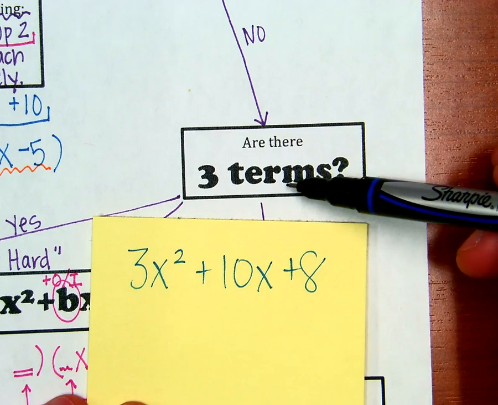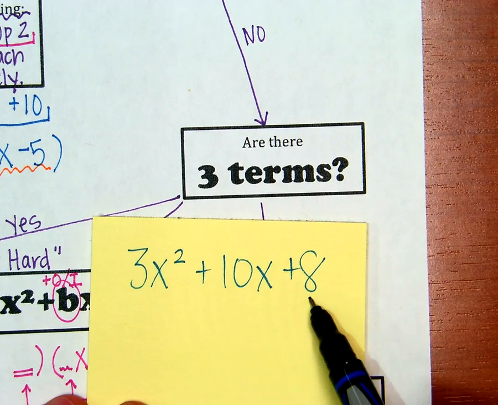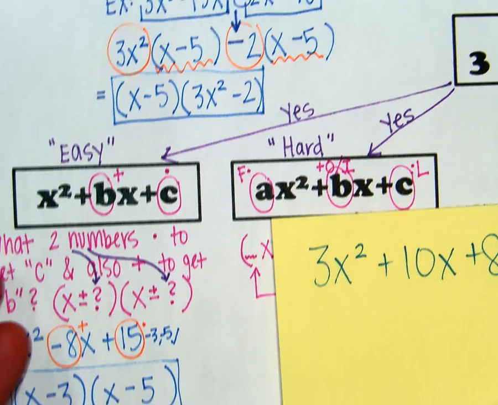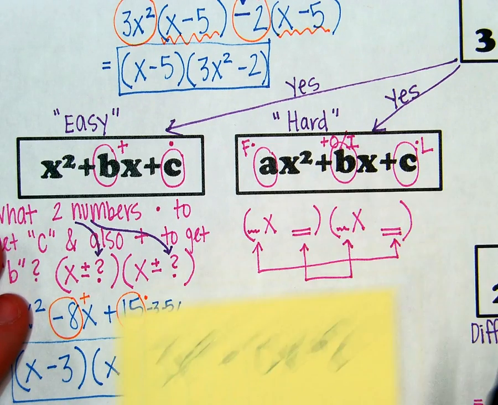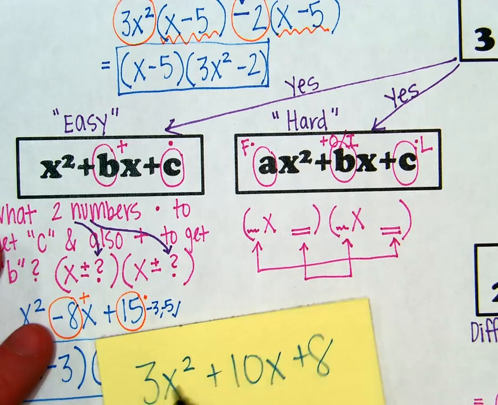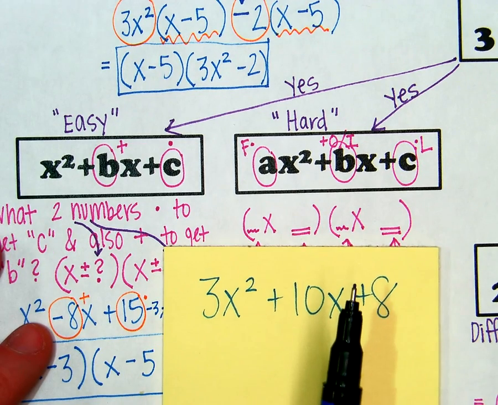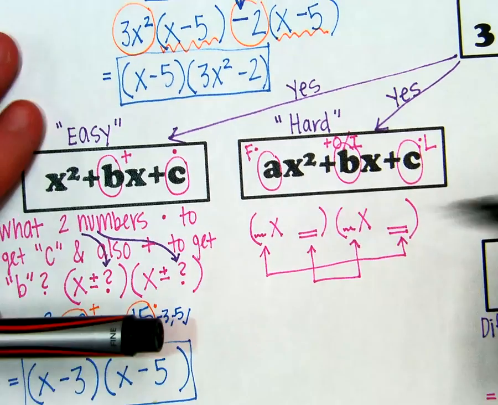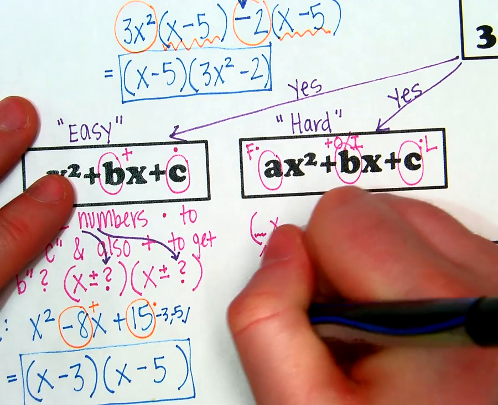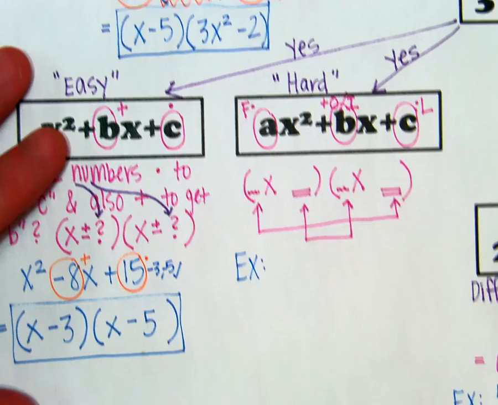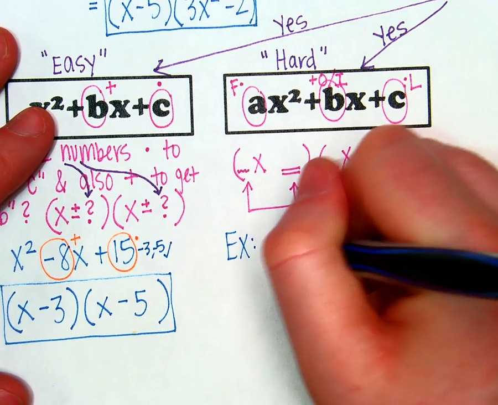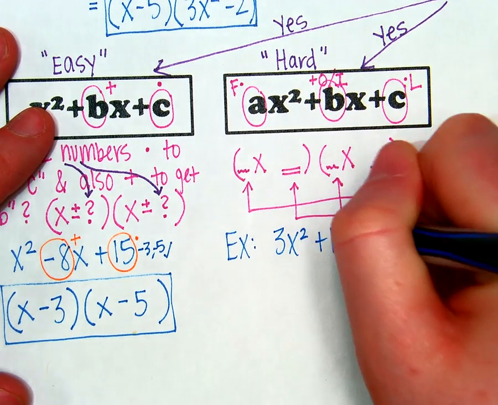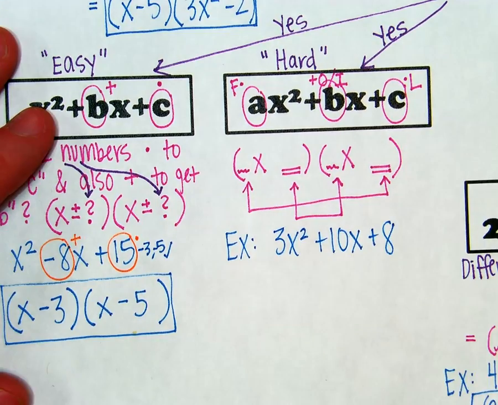Okay, then are there 3 terms? And this one definitely does have 3 pieces to it, 3 terms. So I just have to decide then, is it the easy kind with 3 terms or the hard? Because there's a number out front of my x squared, this is the hard kind. So we're going to go ahead and write the example down first that I just had on the sticky note, which was 3x squared plus 10x plus 8.